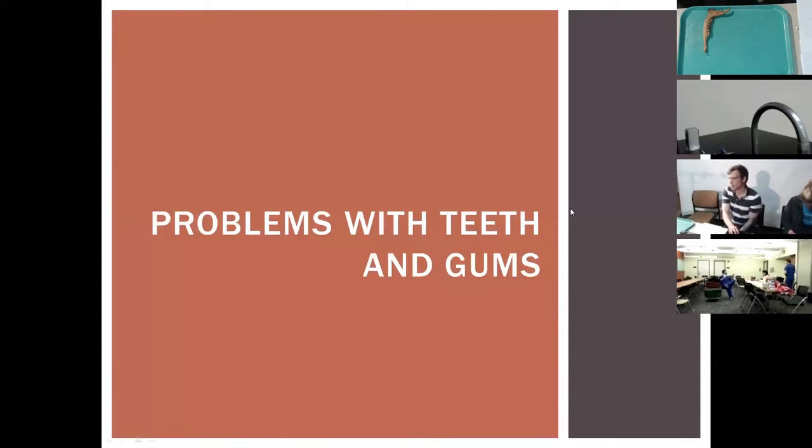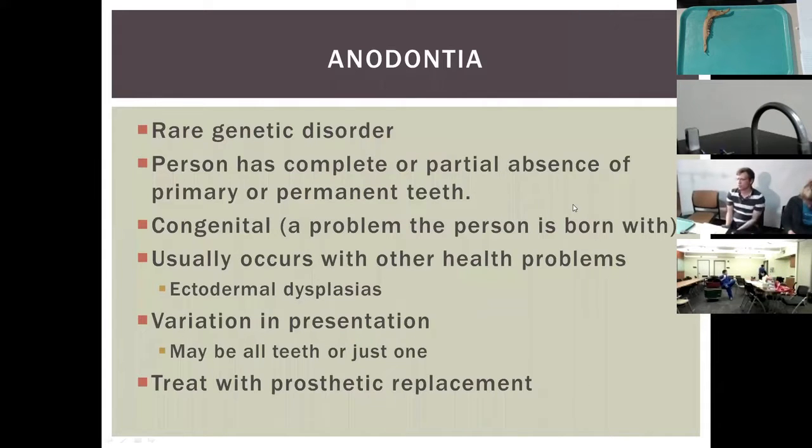Now we're going to talk about problems that can occur with teeth and gums. So there's a rare genetic disorder called anodontia, which occurs when a person has a partial or complete absence of primary teeth or permanent teeth. And this is a problem that they're born with. When people have a disease that they're born with, it's called congenital. So if they have a congenital disease, it means they didn't acquire it later in life. It means they were born with this problem.